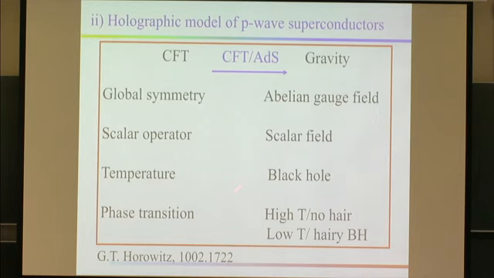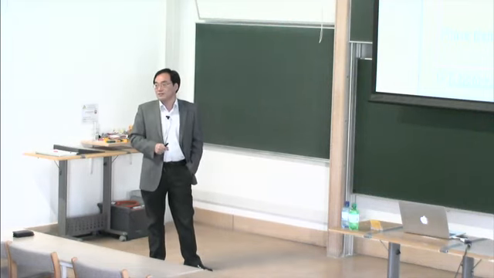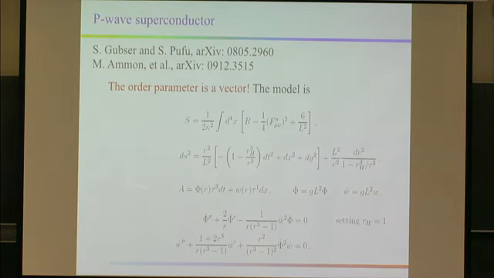If we want to introduce a p-wave superconductor, then in the bulk we need to introduce complex vectors. Of course, as you know, there is a p-wave superconductor holographic model introduced by Gubser and Prof. Amon and his collaborators, who consider back reaction. In this case, the order parameter is a vector. The Gubser and Pufu model is described by this action. Here R is the scalar curvature, and this is, of course, the negative cosmological constant. Here is the SU(2) gauge fields.